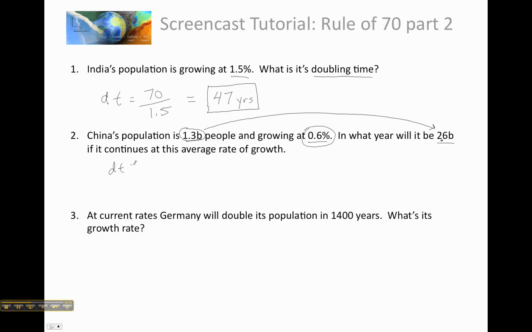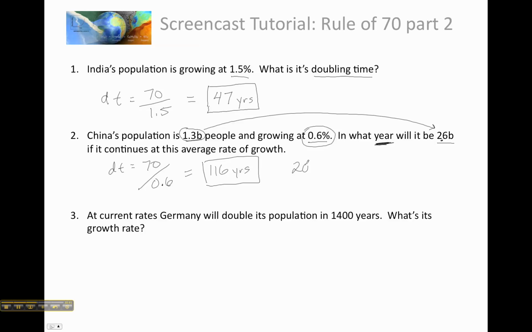So doubling time, again, is equal to 70 divided by the percent growth rate. In this case, it's 0.6. Plug and chug, get that into your calculator, you get something close to 116 years. And be careful here because the question's not asking for the doubling time, it's asking rather in what year. So we still haven't answered the question. We've got some of the tools to answer it.